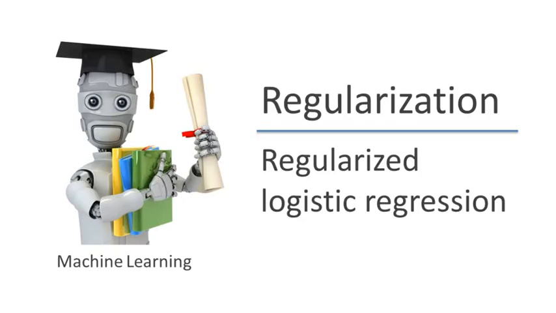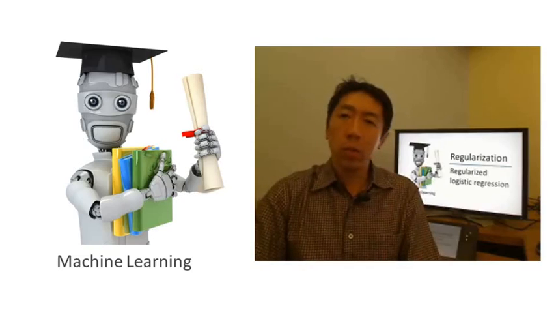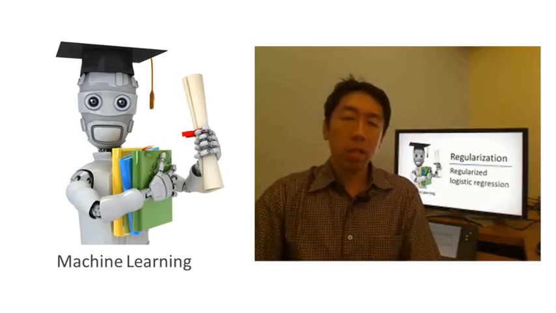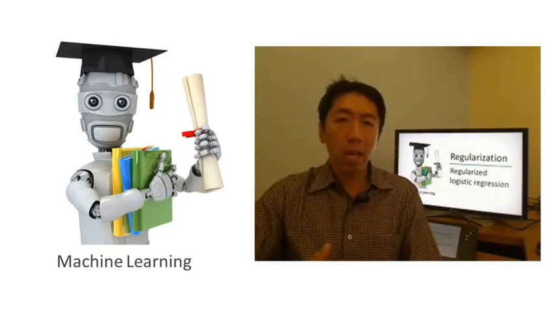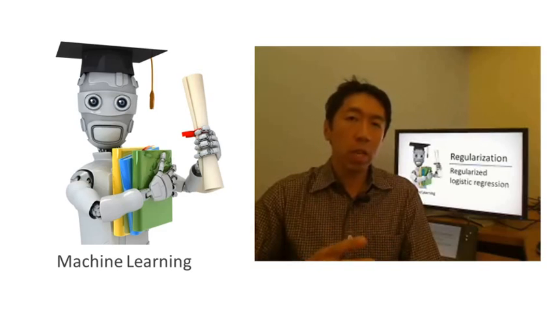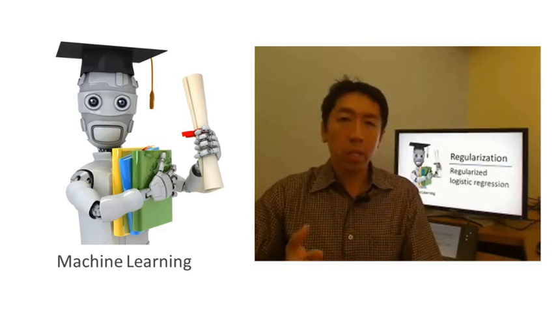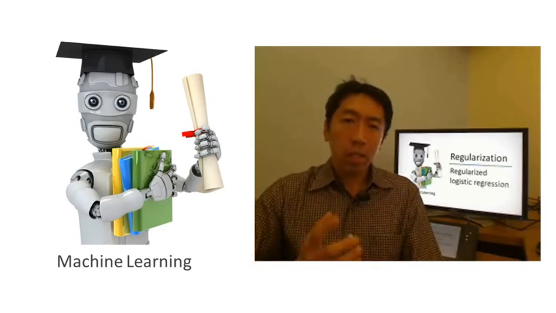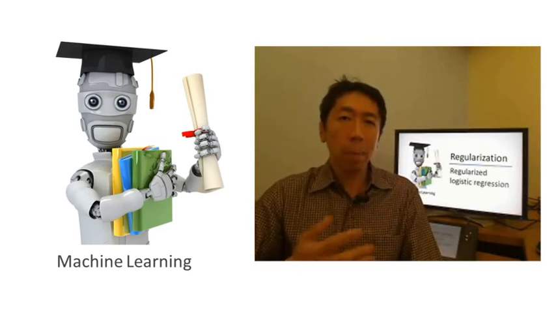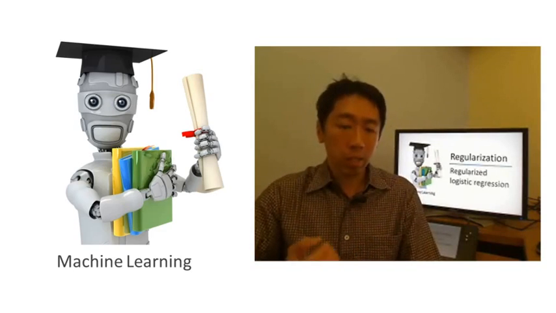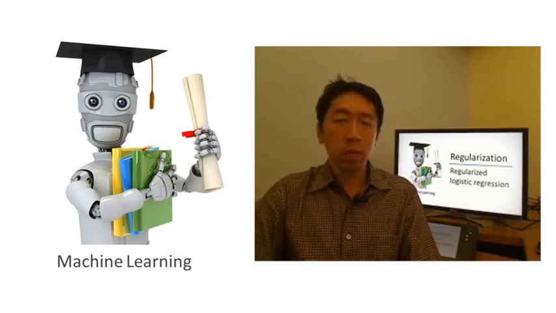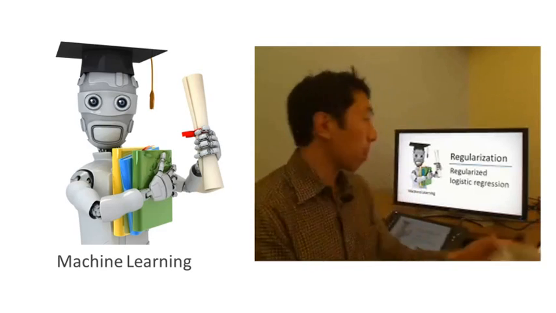For logistic regression, we previously talked about two types of optimization algorithms. We talked about how to use gradient descent to optimize the cost function J of theta, and we also talked about advanced optimization methods, ones that require that you provide a way to compute the cost function J of theta and that you provide a way to compute the derivatives. In this video, we'll show how you can adapt both of those techniques, both gradient descent and the more advanced optimization techniques, in order to have them work for regularized logistic regression.